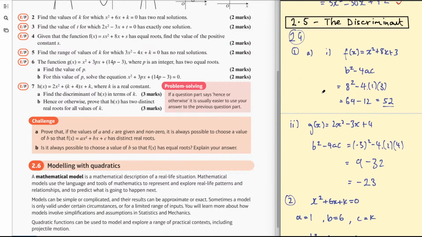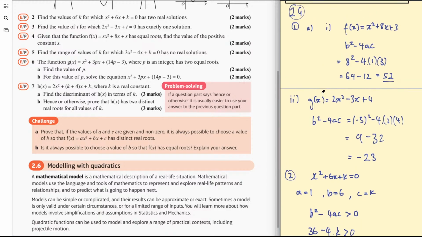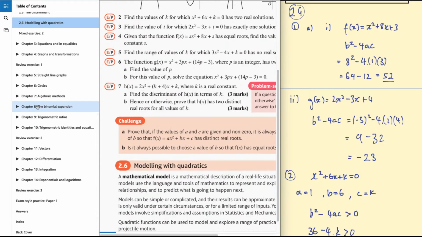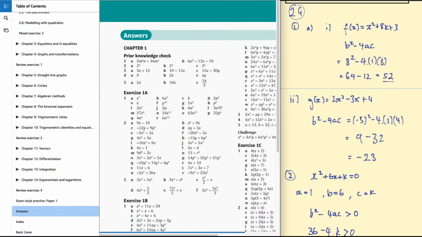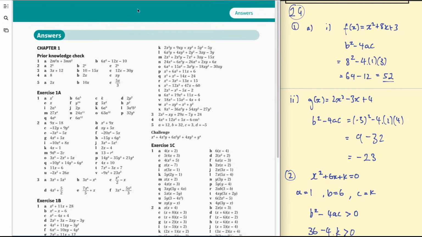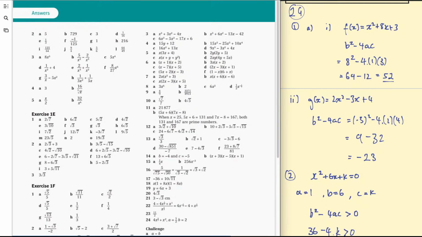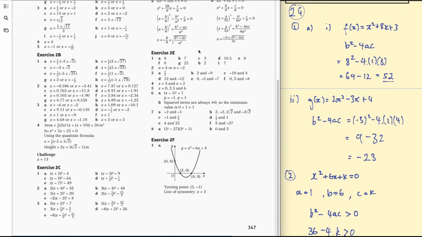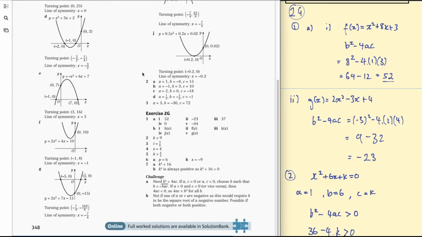So I'm just going to go ahead and check, as I usually do, that I'm getting these correct. Alrighty, and if you've had a go at any, you can check those as well. So we're on to 2g.